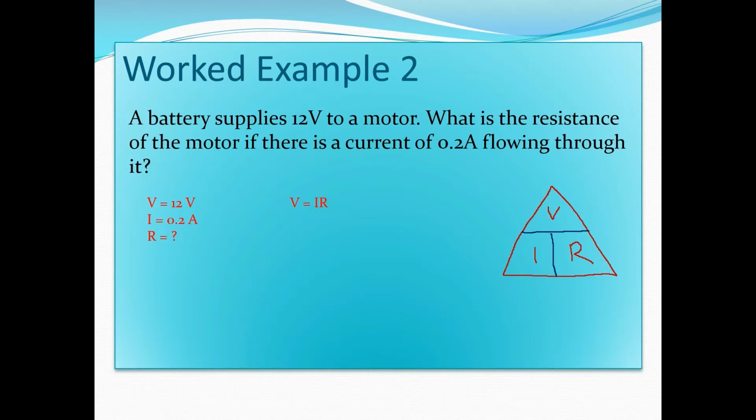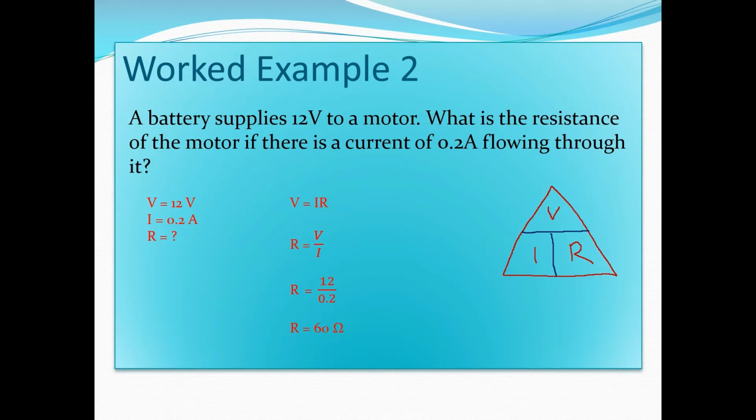Okay, so we're trying to find out resistance. That means we're going to cover up the R. Okay, that leaves us with voltage on top of current. So that leaves us with resistance equals voltage over current, which is voltage divided by current. And again, just put in the numbers we have. So resistance then equals 12 divided by 0.2. Resistance equals 60 ohms. Again, units are important. Remember, resistance is the tricky one, where the units use this omega symbol here.